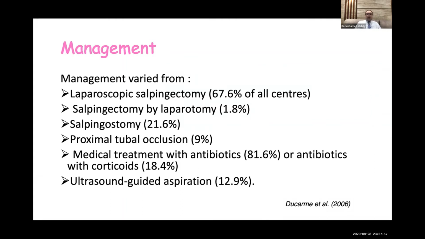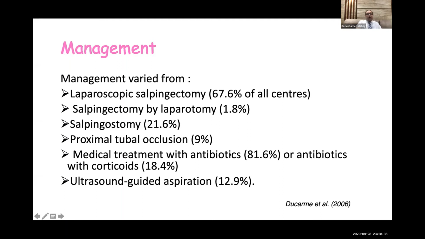A study was done showing the management of hydrosalpinx in many ICSI centers in Europe. It showed that about 67% of centers do laparoscopic salpingectomy, about 1.8% do salpingectomy by laparotomy, not laparoscopy, so it's a very minute percentage. Also about 20% do salpingostomy, only drainage of the hydrosalpinx. About 9% only do proximal tubal occlusion by laparoscopy.